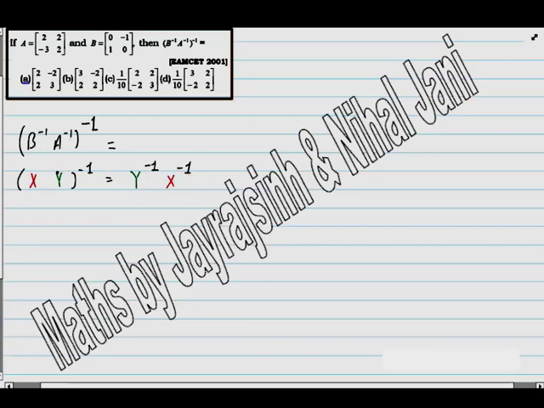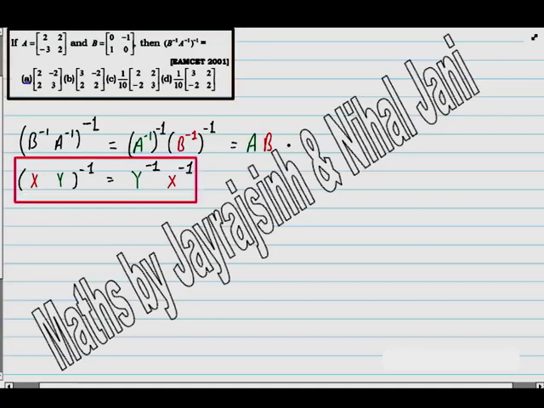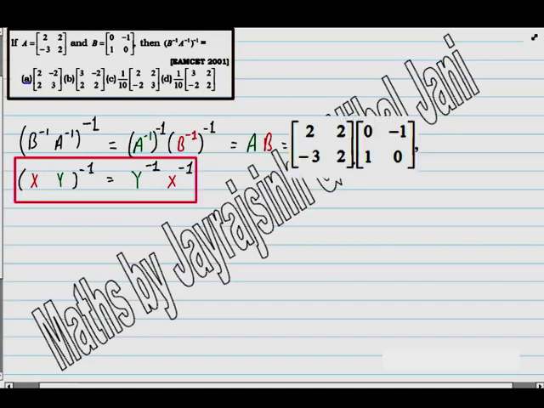Our X is B inverse and Y is A inverse. So according to property, we will get inverse of A inverse and inverse of B inverse. Now we know that inverse of inverse will be matrix itself. So here we simply have to find A into B. So let's get A and B. Here we get A and B.